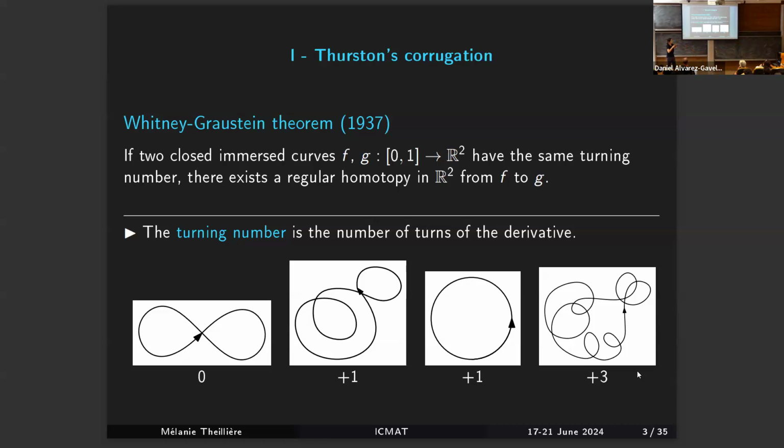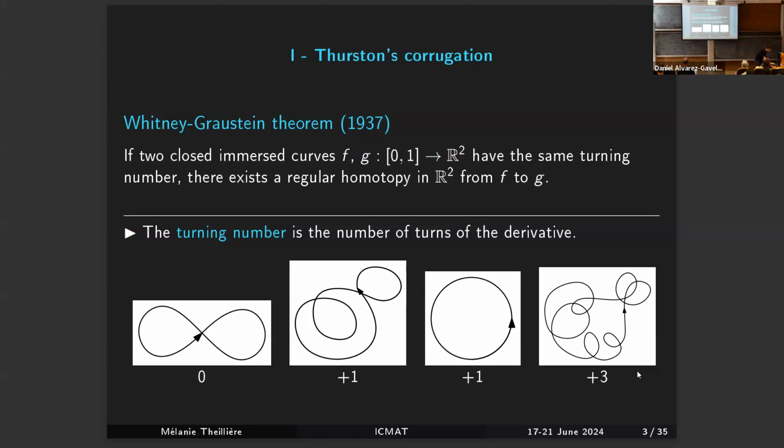Here we are in the case of immersion. We consider immersed curves, so the derivative never vanishes. Since we have a closed curve, the derivative is a closed curve which avoids the point 0. So we can count the number of turns of the derivative around 0. Here we have 0 turns, this one has 1 turn, and this one has 3 turns. Following the theorem, there exists a regular homotopy between these two curves in the middle.